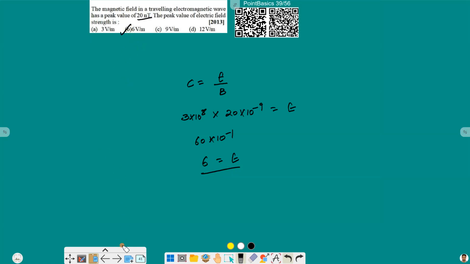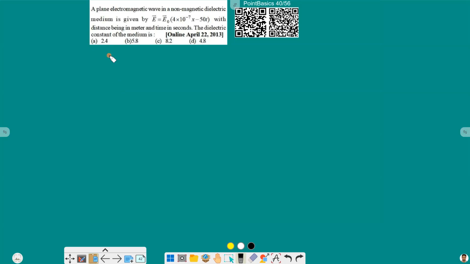Now let's move to the next one. A plane EM wave in a non-magnetic dielectric medium is given by the electric field in this relation, with distance in meters and time in seconds. Find the dielectric constant of the medium. So we know that if a wave is traveling in some medium, then its velocity will change, and from that we can find the refractive index, and further we can find the epsilon.